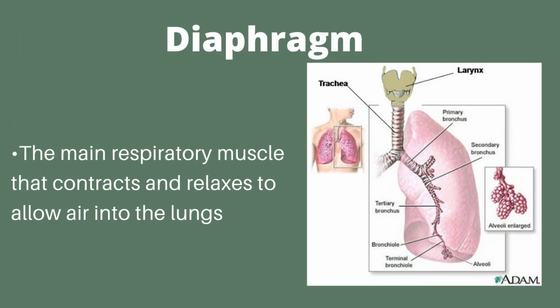In the breathing process, a muscle contracts and relaxes to allow air into the lungs. The diaphragm, the main respiratory muscle, lies below the lungs and separates the thorax from the abdomen. During inspiration or inhaling, it contracts and flattens, increasing the vertical diameter of the thoracic cavity. This causes lungs to expand, and air is drawn in. During expiration or exhaling, the diaphragm passively relaxes and returns to its original dome shape. This reduces the volume of the thoracic cavity.